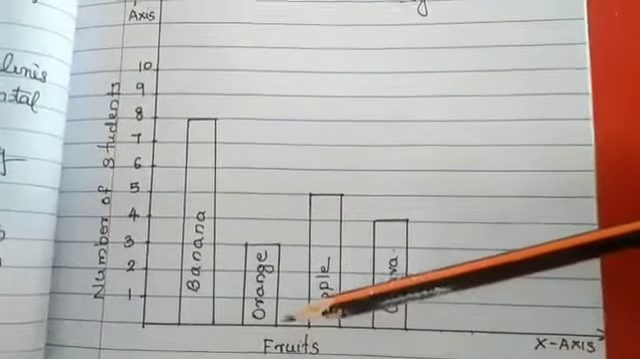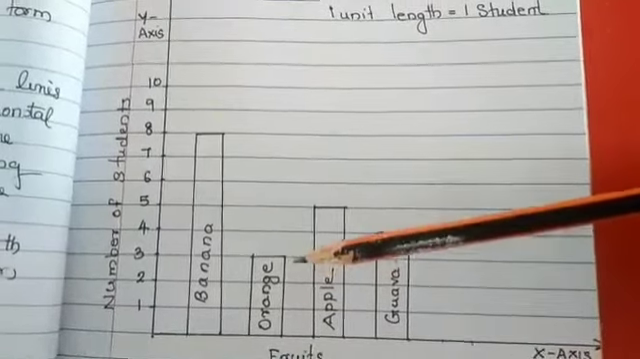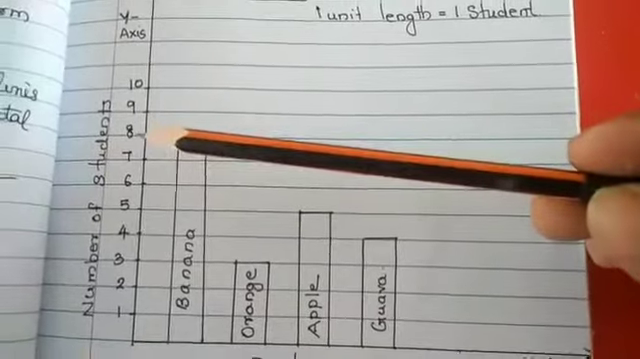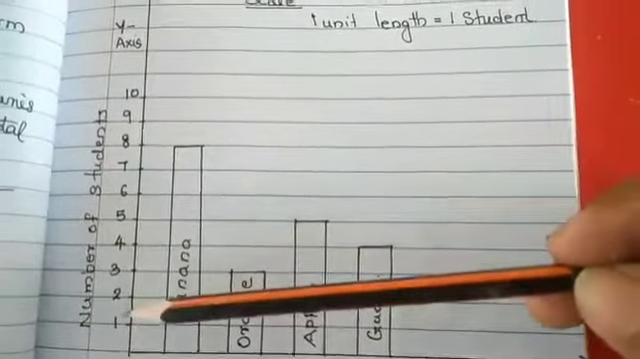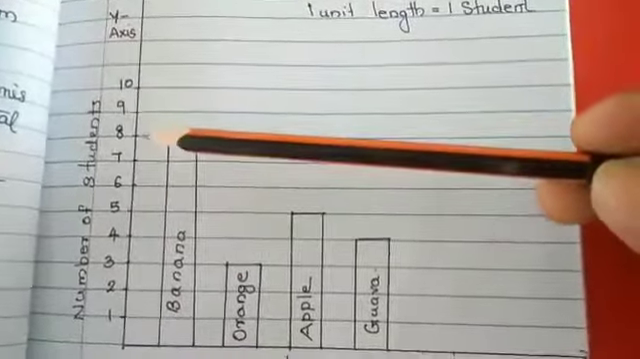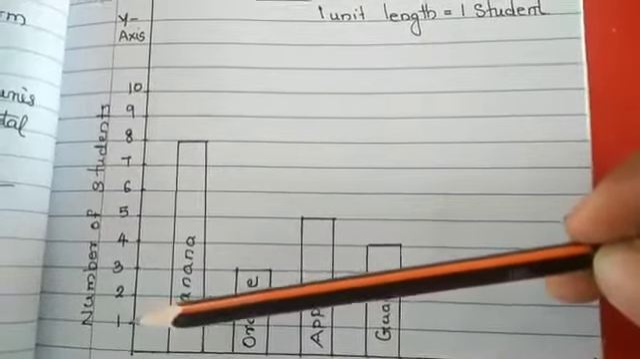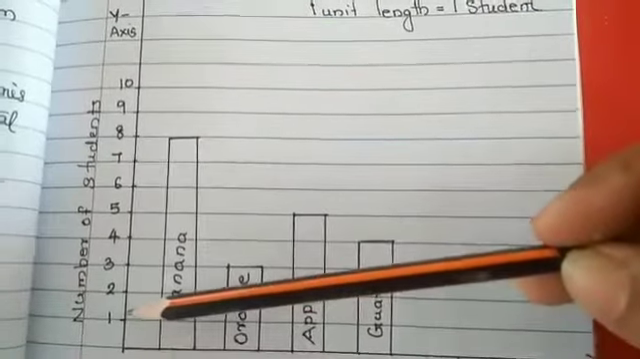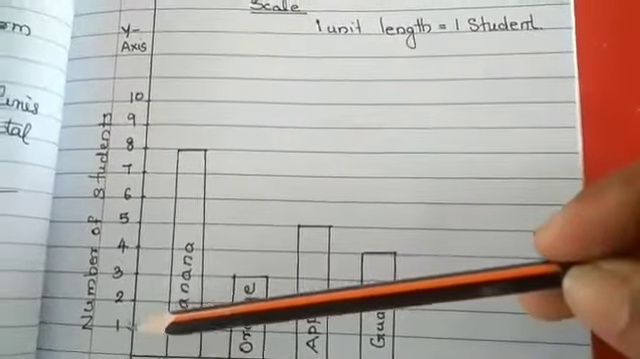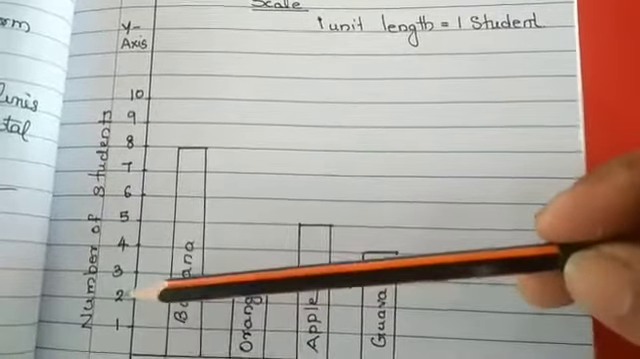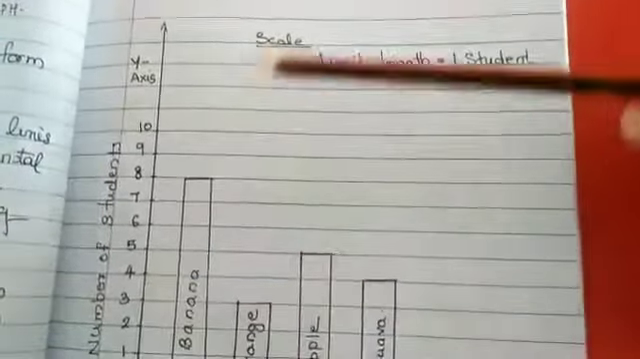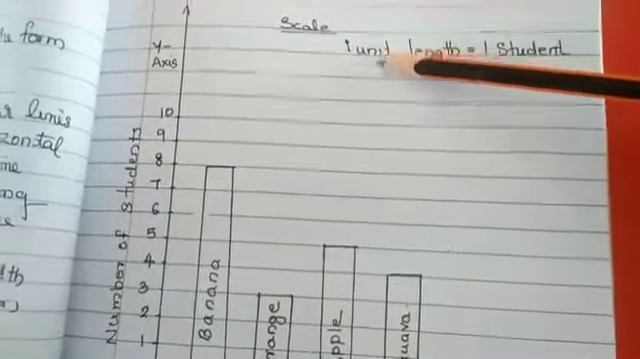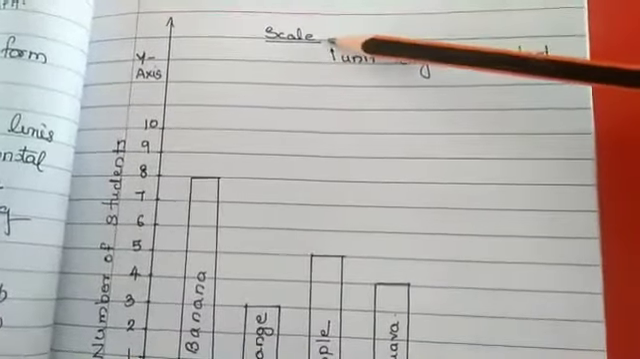Next step, choose an appropriate scale. Here the highest value is 8, so only 8 points we have to mark here. So we can take a unit length. Here I choose 1 centimeter as 1 unit length. 1 unit length equals 1 student. So I wrote the scale on the top of the graph. Like this you have to write the scale.